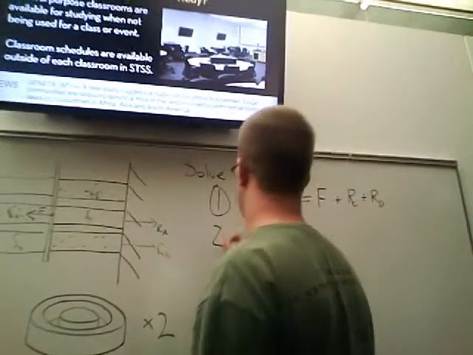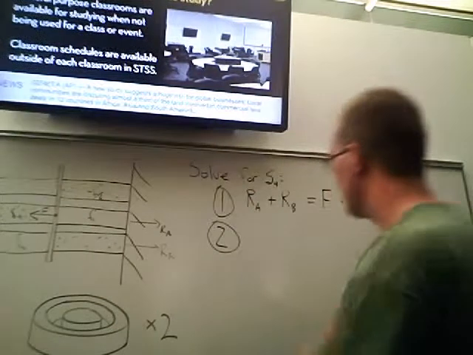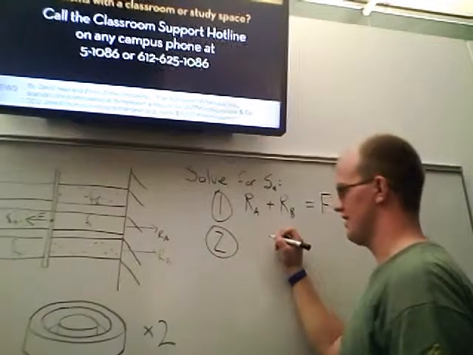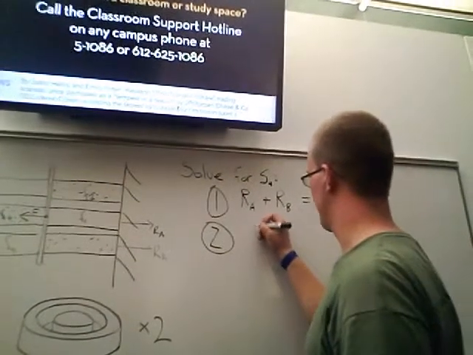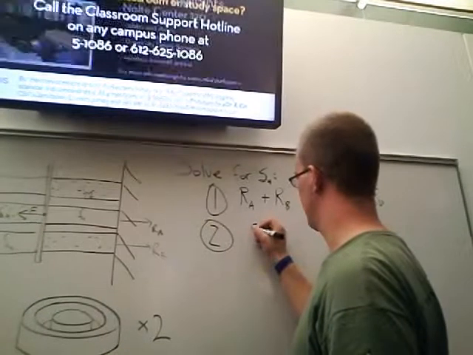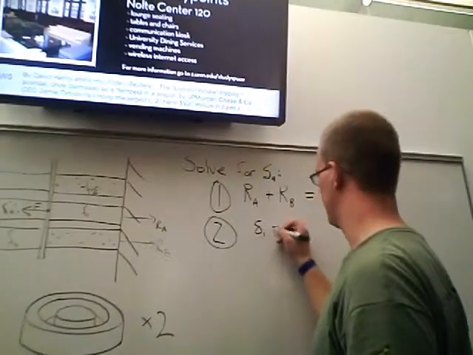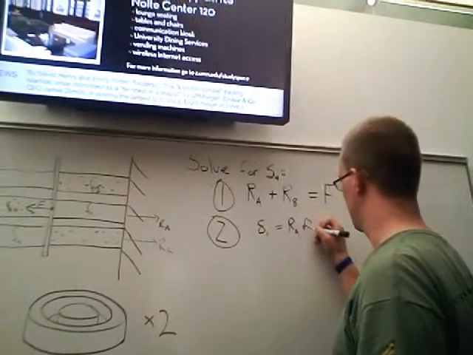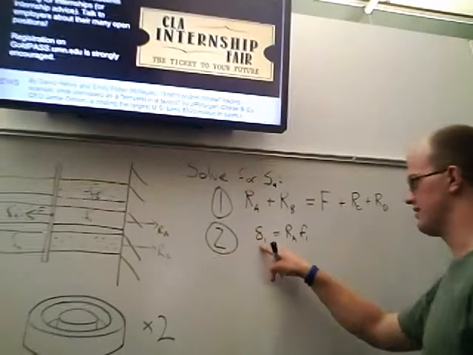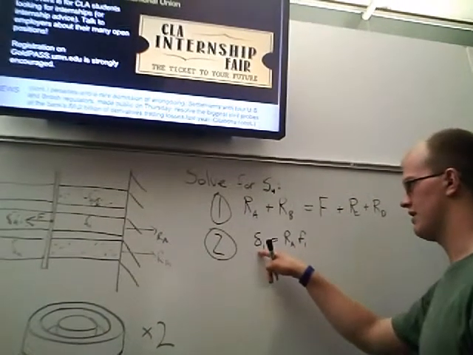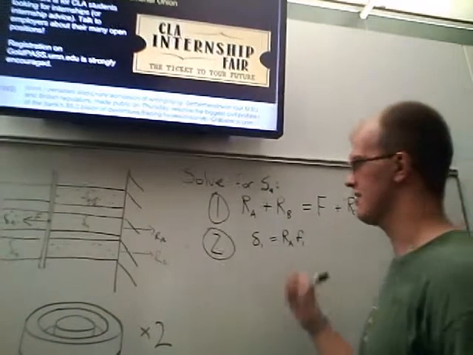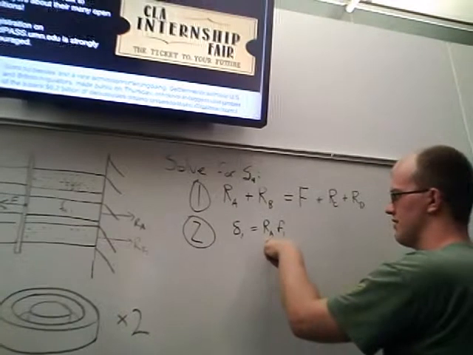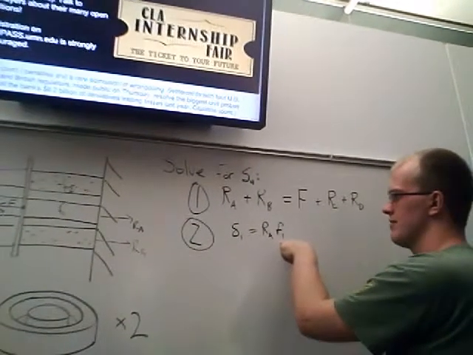Second equation, we have to account for each of these force displacement equations. So that means that delta 1 is equal to RA F1, where delta is the strain, right? Yep, it's the change in length of the piece, and then RA is the reaction force associated with it, and then F1 is the flexibility.